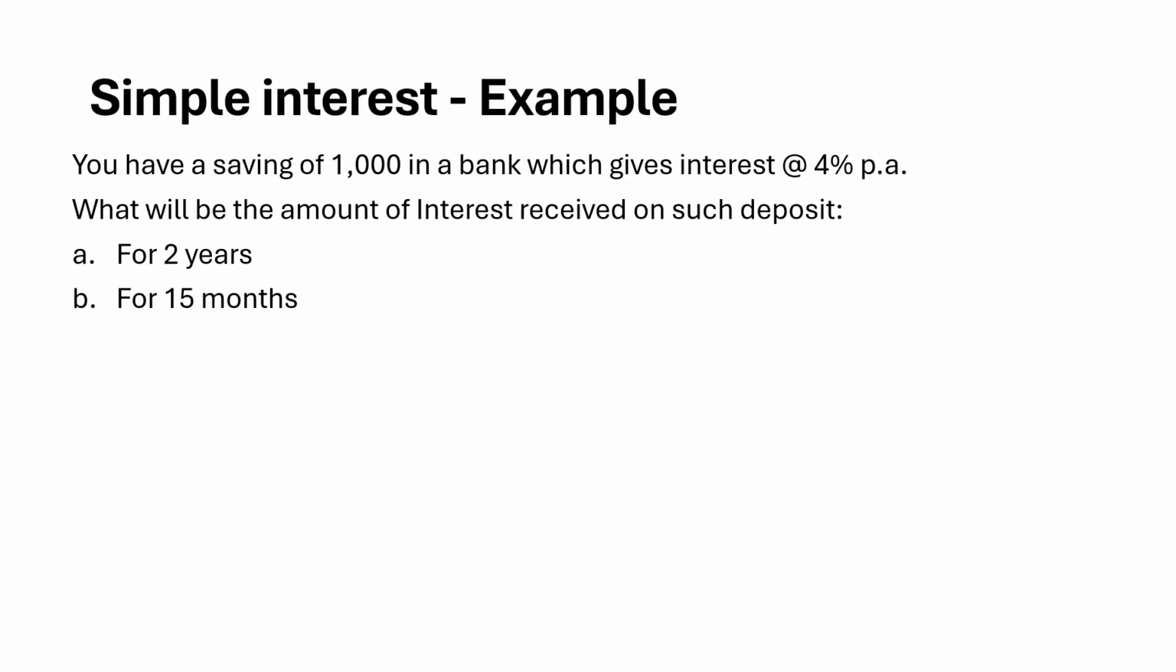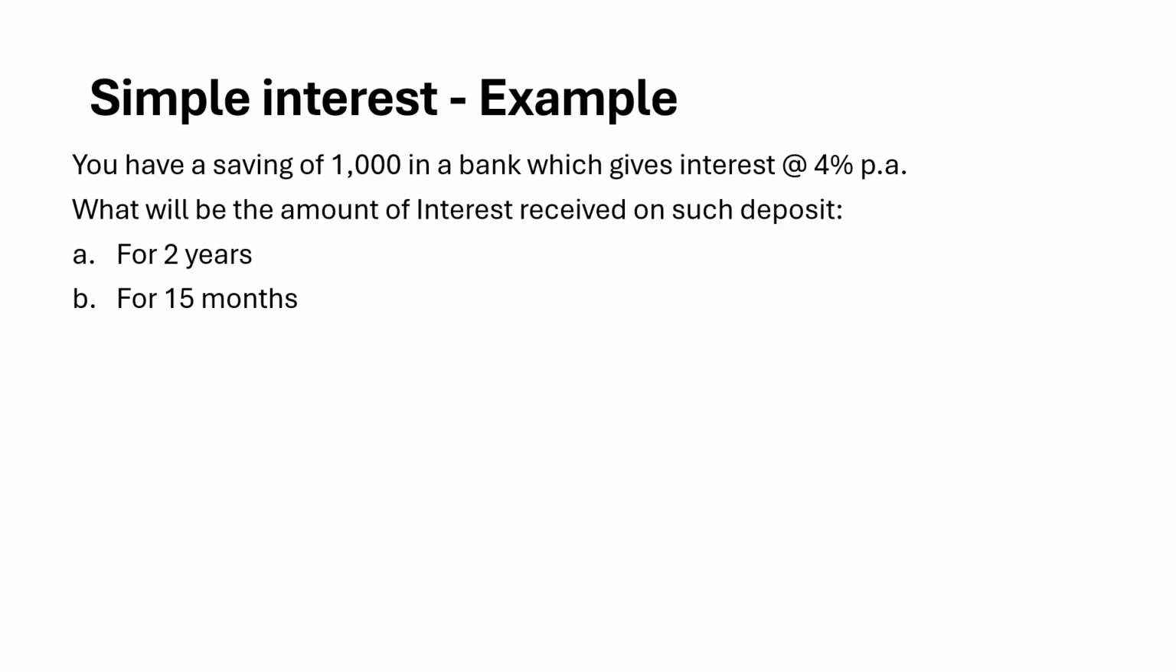Here you can see simple interest. Suppose you have savings of 1000 in a bank, which means you have deposited 1000 in a bank which gives you interest at 4% per annum. What will be the amount of interest received on such a deposit for 2 years and for 15 months? So how to solve the problem? I will just show you the steps. We need to follow the steps.